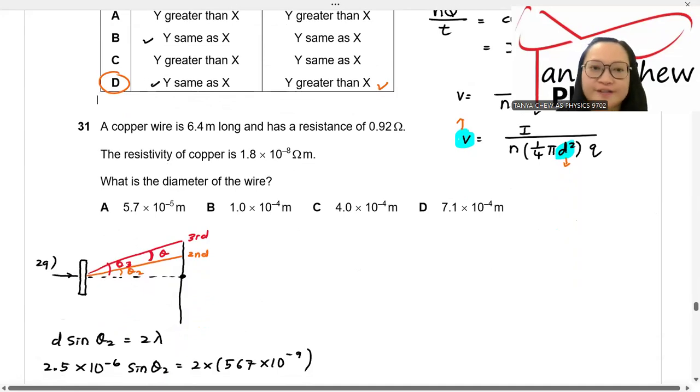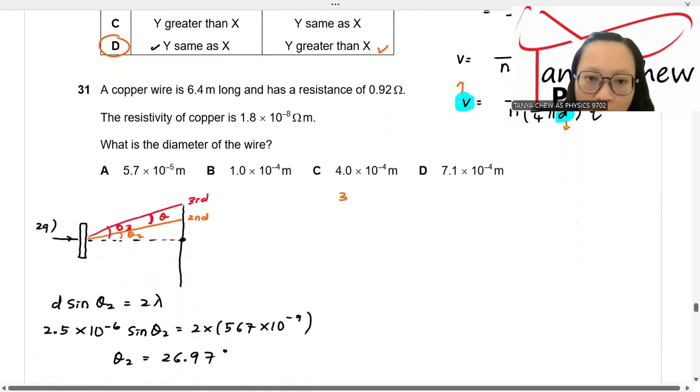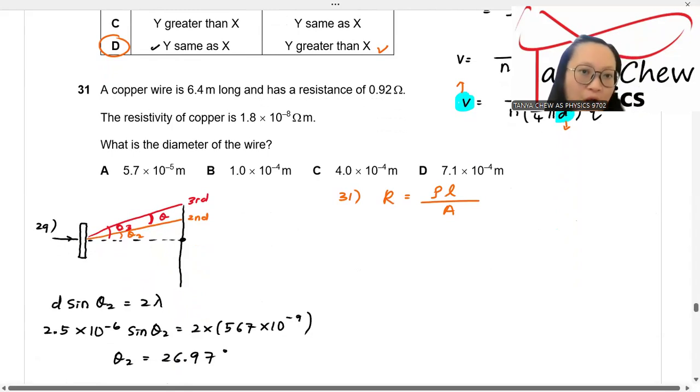Number 31. A copper wire is 6.4 meter long and has a resistance of 0.92 ohm. The resistivity of the copper is 1.8 times 10 to the power negative 8 ohm meter. What is the diameter of the wire? Now, for question number 31, since the resistivity is being given, I would like to use R is equal to rho L over A. Rho represents resistivity, L represents the length of the wire, A represents the cross-sectional area of the wire. But in this case, the question asks for the diameter of the wire.